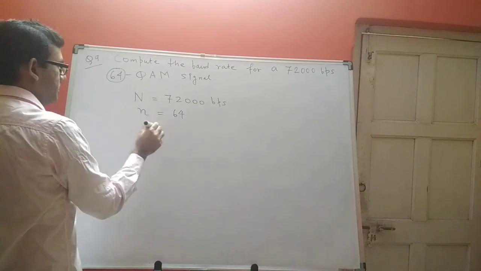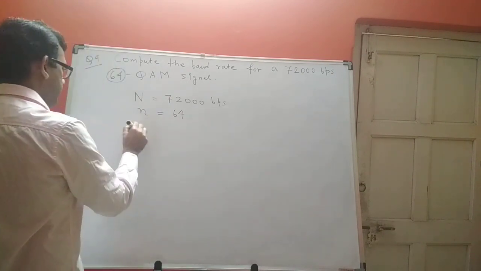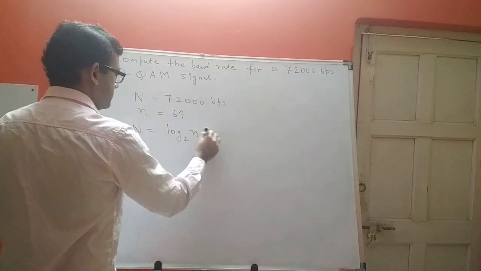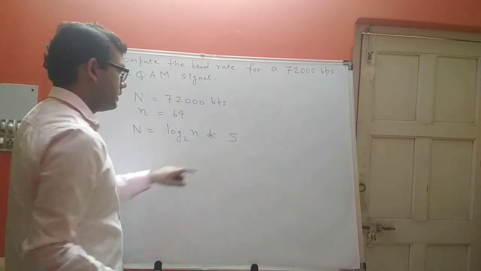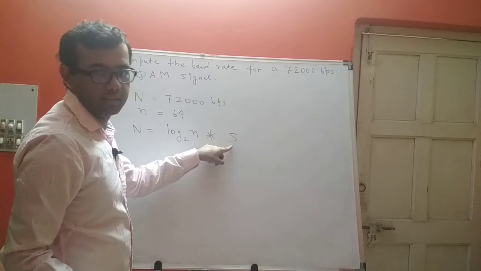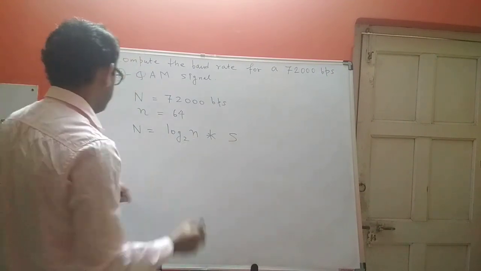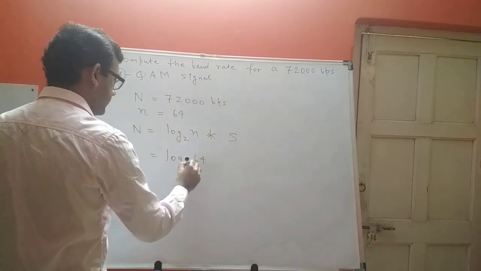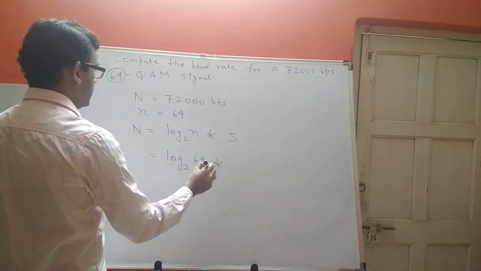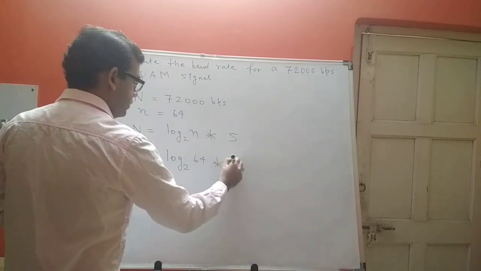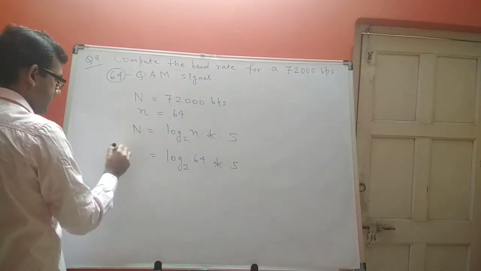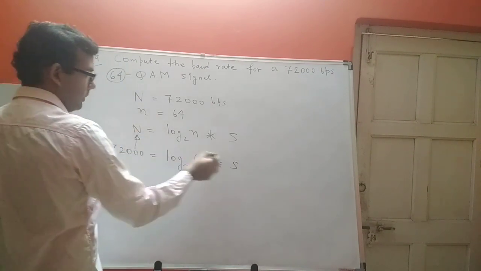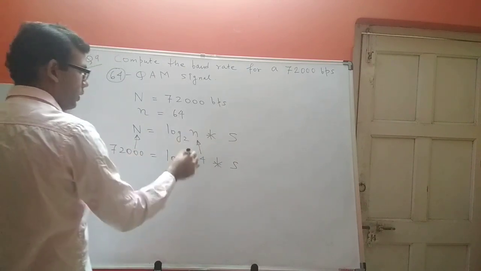Now, what is the relationship between bit rate and baud rate? If you remember, bit rate is given as log n base 2 into my baud rate, which is denoted by capital S in short. So here my small n is 64, the order is 64, and my baud rate is unknown to me, but the bit rate has been given. The bit rate is 72,000. I'm simply putting the values: 72,000 for my bit rate and 64 for my order, which is small n.